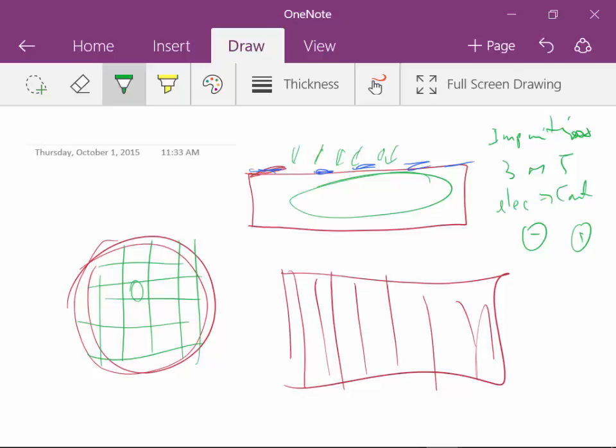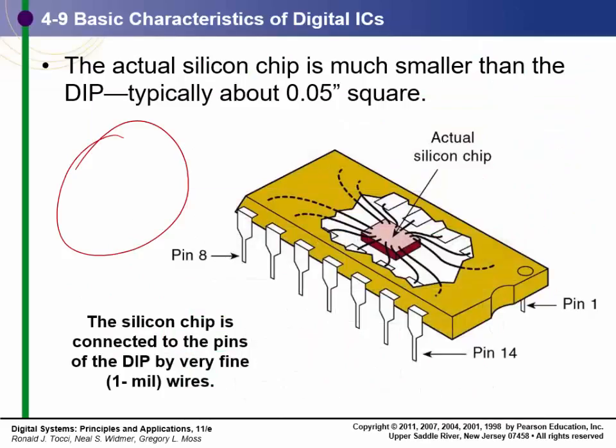So they cut these into little pieces, and that's what we've got right here. That is the result of the manufacturing process. And then the wires that come from here go to various places on the silicon chip, and they're bonded to that.